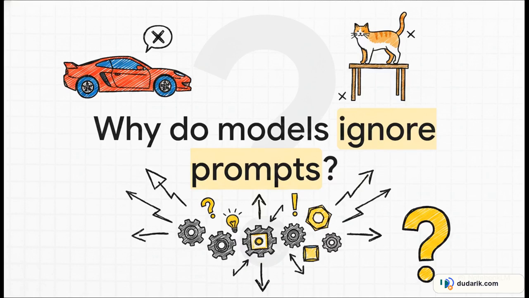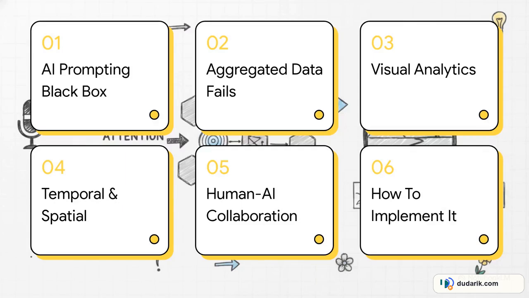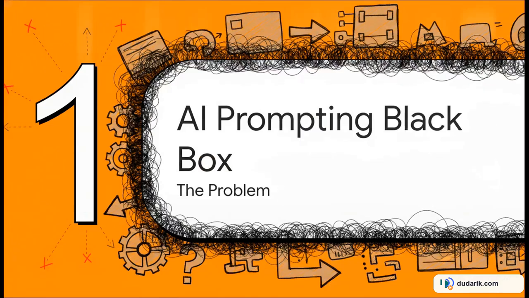Well, that is exactly the puzzle a team of researchers has recently solved, and that is exactly what we're unpacking today. So here's our roadmap for today. We've got 1. The AI prompting black box. 2. Why aggregated data fails. 3. The visual analytics solution. 4. Tracking temporal and spatial shifts. 5. Enhancing human-AI collaboration. And 6. How to implement it.